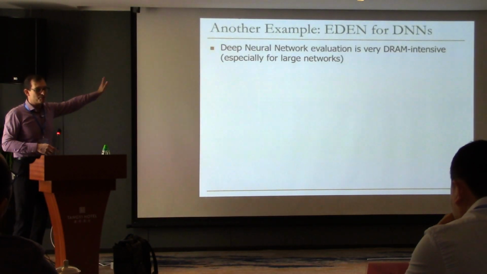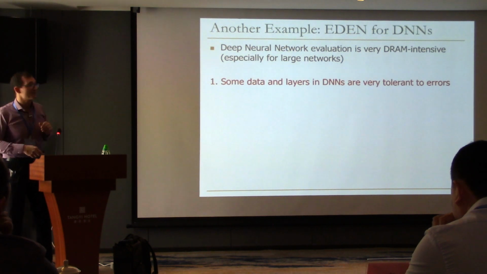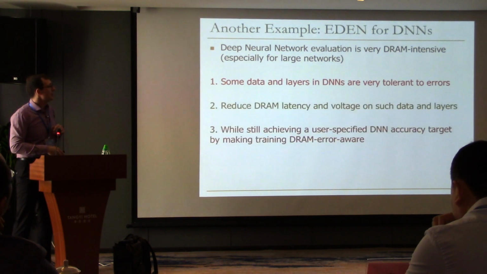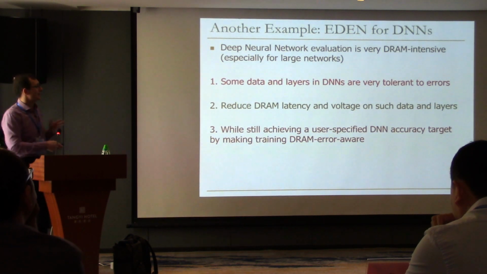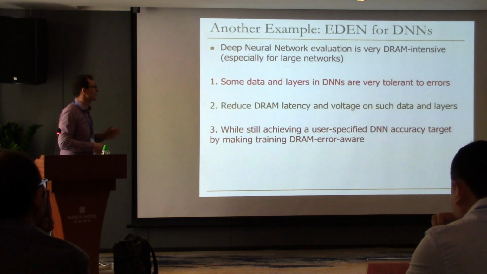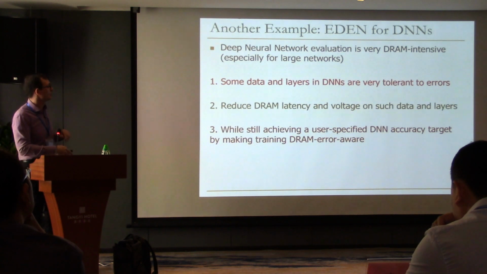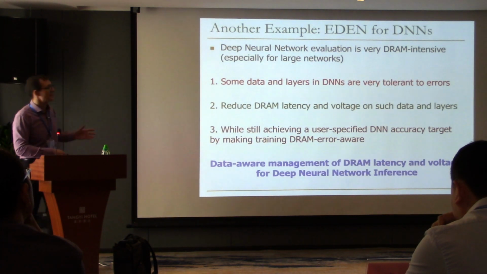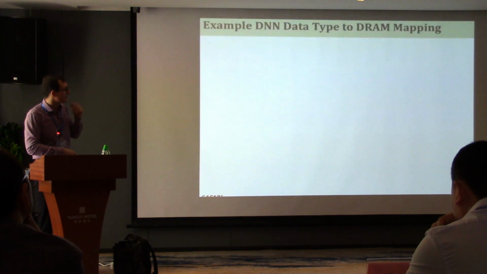Very quickly, another example: if you know the data properties of different layers, for example in your deep neural network, you can map the data to different types of DRAM, like DRAM with reduced latency and reduced voltage, or you can dynamically change the latency and voltage of your DRAM while still achieving user-specified accuracy targets in your deep neural networks. And this is essentially data-aware management of DRAM latency and voltage for deep neural network inference.